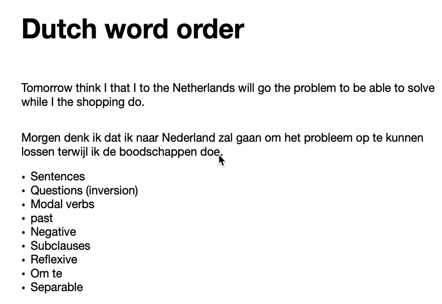Tomorrow, think I that I to the Netherlands will go the problem to be able to solve, while I the shopping do. Sounds wrong, right? And you're correct. In English, this is completely wrong, but this is actually the right Dutch word order. And the sentence, which is correct in Dutch, is: Morgen denk ik dat ik naar Nederland zal gaan om het probleem op te kunnen lossen, terwijl ik de boodschappen doe.